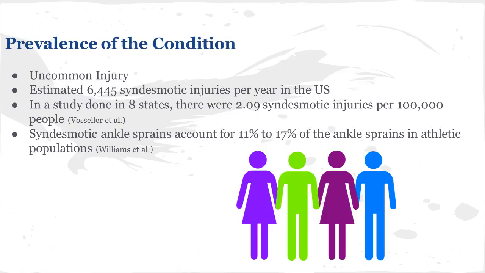This is an uncommon injury. It's estimated that 6,445 syndesmotic injuries occur in the U.S. per year. In a study done in 8 states, there were 2.09 syndesmotic injuries per 100,000 people. Syndesmotic ankle sprains account for 11 to 17% of the ankle sprains in athletic populations.